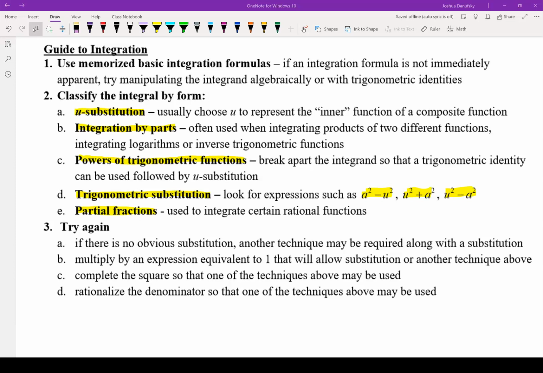In other cases, we might need to use completing the square, so that one of the techniques above may be used. And in yet other cases, we might need to rationalize the denominator, so we can use one of the techniques that we know. At this point, go ahead and pause the video and try each of the problems on your own first. Even if you get stuck, try the problem again using one of the other methods described here. If you're still stuck after that, then refer to that problem in the video to see one possible solution.